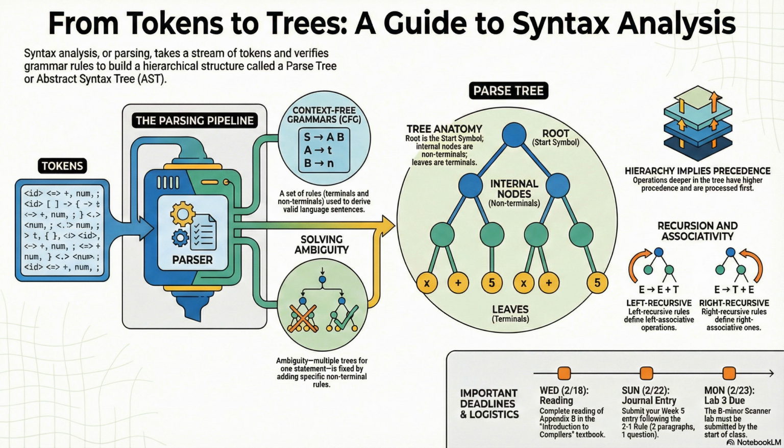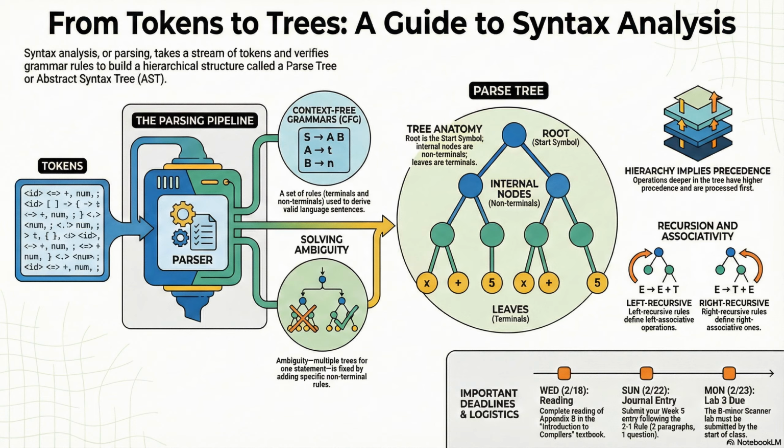That function then might look for a condition, then call parse statement. It walks down the tree as it builds it. But wait, what if it's not obvious? What if I see an ID token? That could be the start of an assignment like x = 5, or it could be a function call like x(). How does the parser know which path to take without guessing?